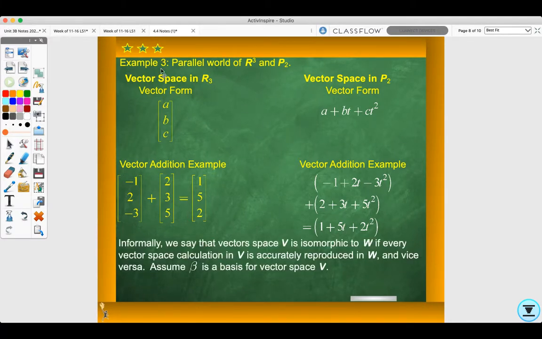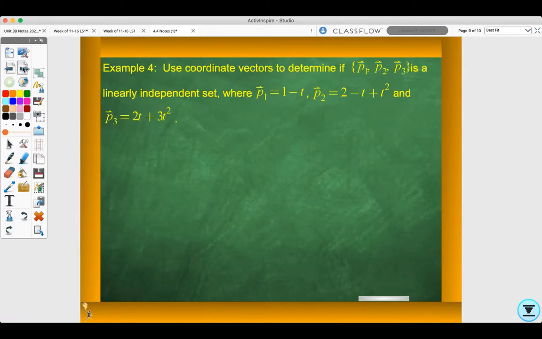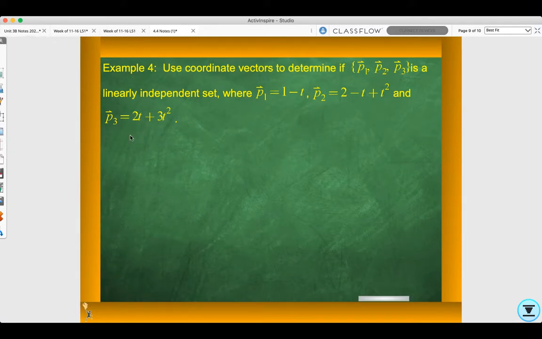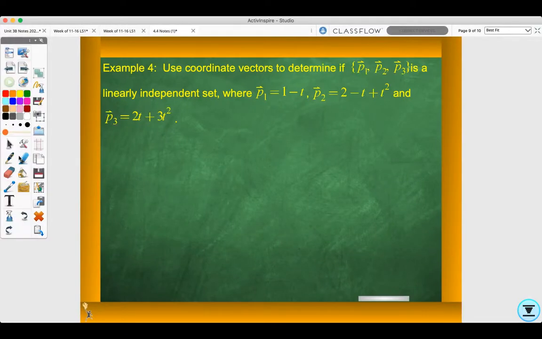Informally, we say that vector space V is isomorphic to W if every vector space calculation in V is accurately reproduced in W, and vice versa. Assume that B is a basis for vector space V. Let's look at example 4. Use coordinate vectors to determine if p1, p2, p3 is a linearly independent set, where p1 equals 1 minus t, p2 equals 2 minus t plus t squared, and p3 equals 2t plus 3t squared.